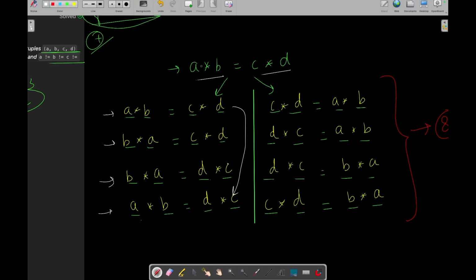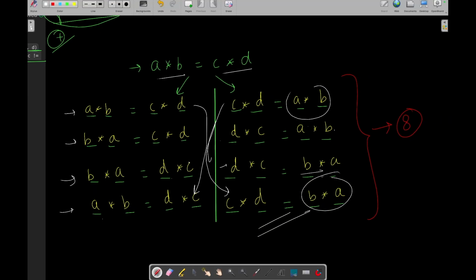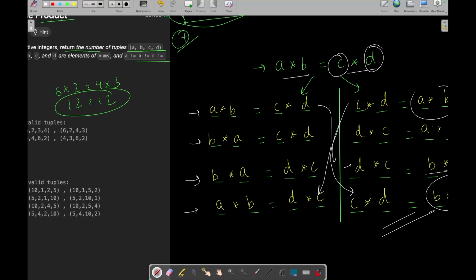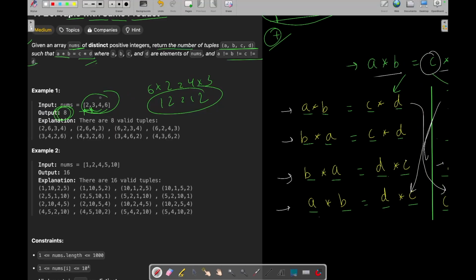Similarly, if we swap the positions of A into B and C into D, C and D are on the left hand side and A and B are on the right hand side. Then we again swap C and D and leave A and B as they are, and then swap A and B and leave C and D as they are, and then swap A and B. So in this way, a single tuple can be arranged in 8 ways. So that's why for a single tuple we are returning 8.